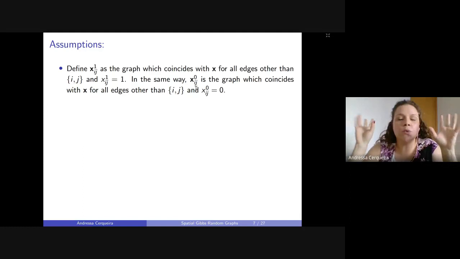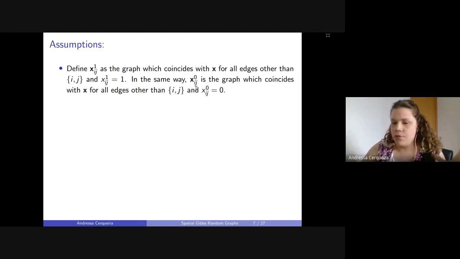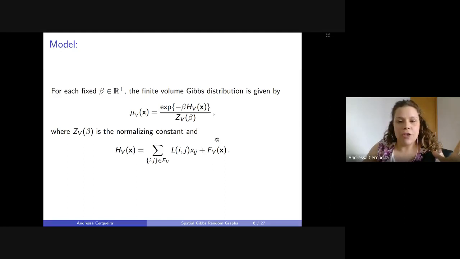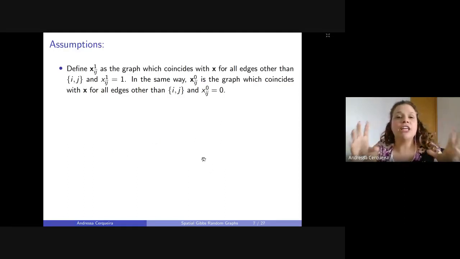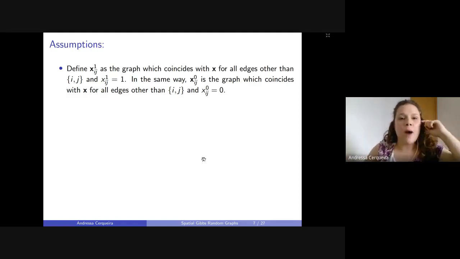So we are trying to control this. What has changed in the function f, this function f here, when I change just one edge in the graph? This is what we want to track. You are going to see why we just look at one.